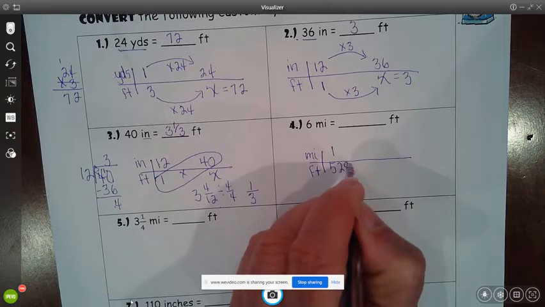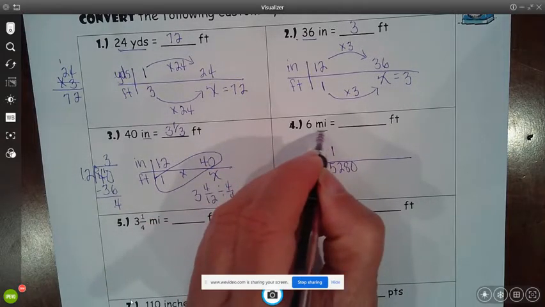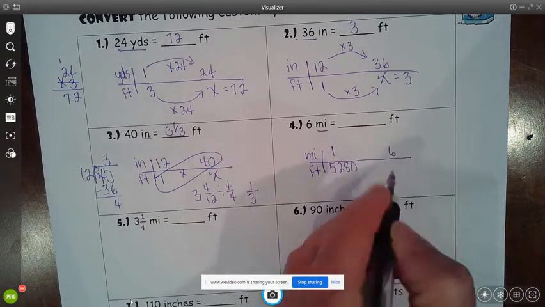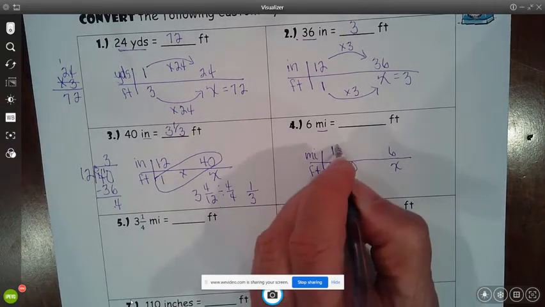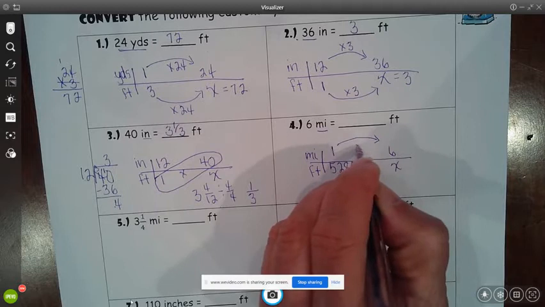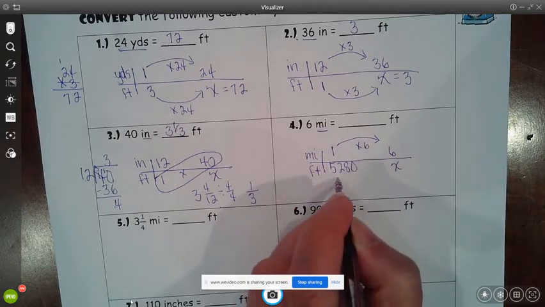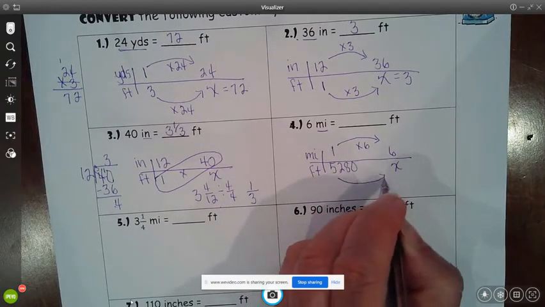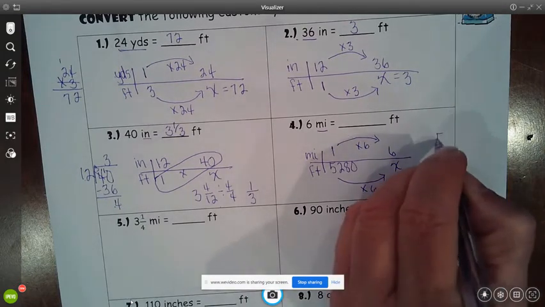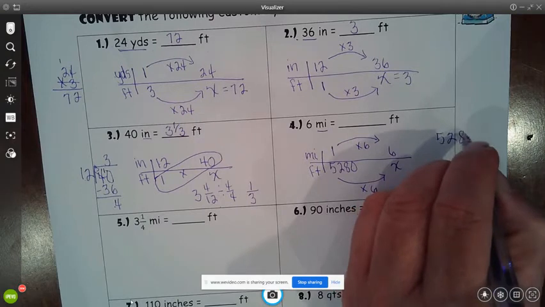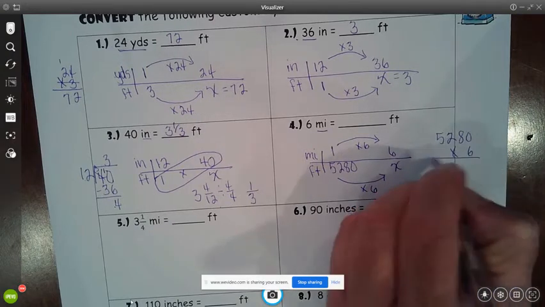Then pick up the third number. It's labeled miles, and it's going to go here. And I'm looking for this one. Well, that's good because this is multiplying by 6. And what I do up there, I can do here. So now I'm going to finish out the math. 5,280 times 6.